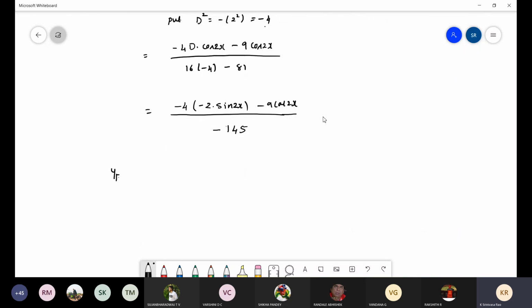So yp equals, this is the last step, yp equals, minus into minus, plus 8 sin 2x minus 9 cos 2x divided by minus 145. Let it be, this is yp, therefore y equals yc plus yp.